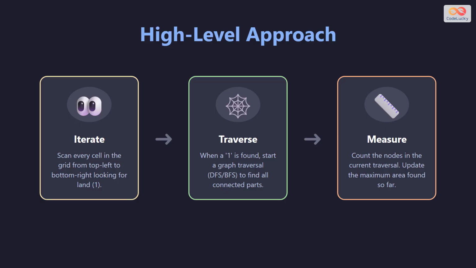To solve this, we can break our approach down into 3 simple steps. First, we iterate through every cell in the grid. Second, whenever we encounter a piece of land that we haven't visited yet, we trigger a traversal process, like depth-first search, to explore that entire island. Third, as we traverse, we measure the size of that island and compare it to the largest one we have seen so far.